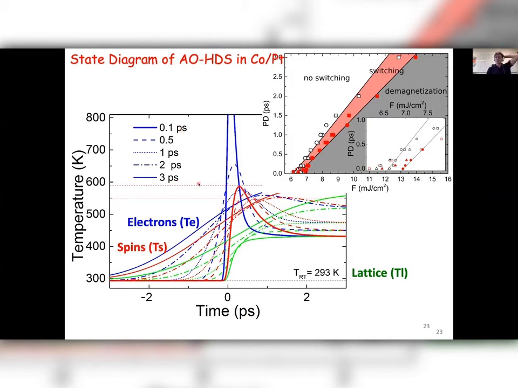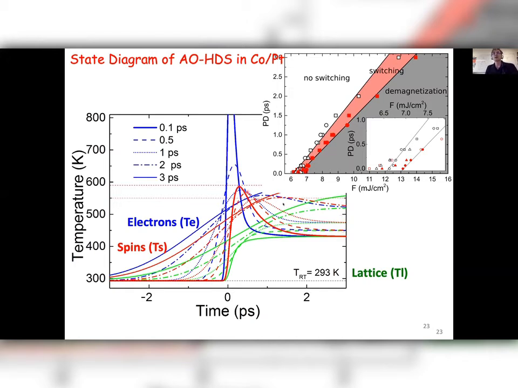And using this three-temperature model, we could even deduce the temperature of the electrons, the spins and the lattice, here in green, for those different points where all of them show the switching. So you see that even if they all show the switching, the temperature of the electrons is very different depending on the pulse duration. For the short pulse duration, the electron temperature goes very high. And we also see that depending on the fluence, the temperature of the lattice also changes a lot.